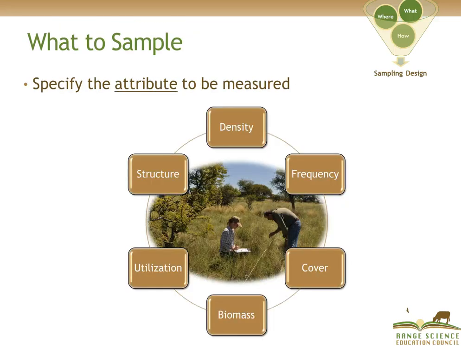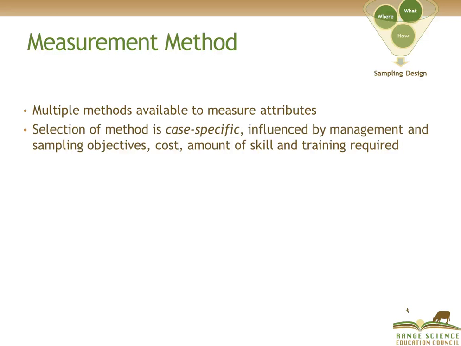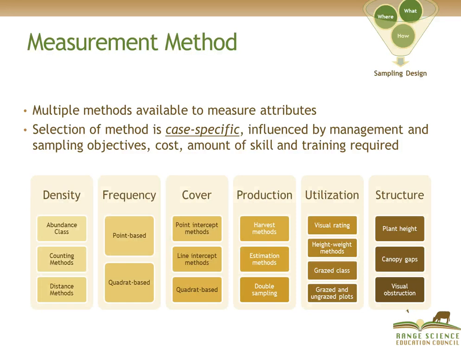What we sample includes the attribute that we plan to measure. So an attribute is a particular variable that can be measured on vegetation. And there are multiple methods that are available to measure each of the important plant attributes. The selection of the method is very case specific and is influenced by our management and our sampling objectives.